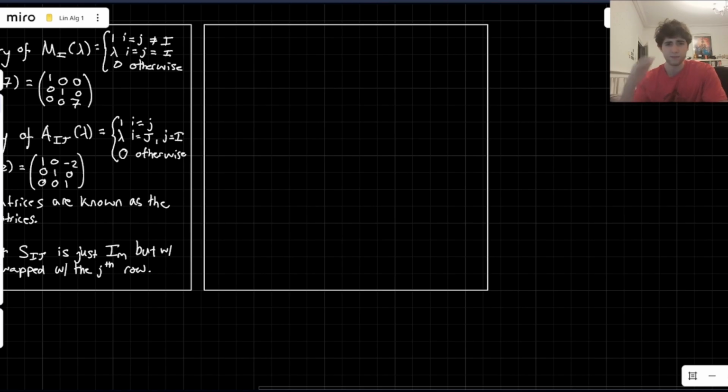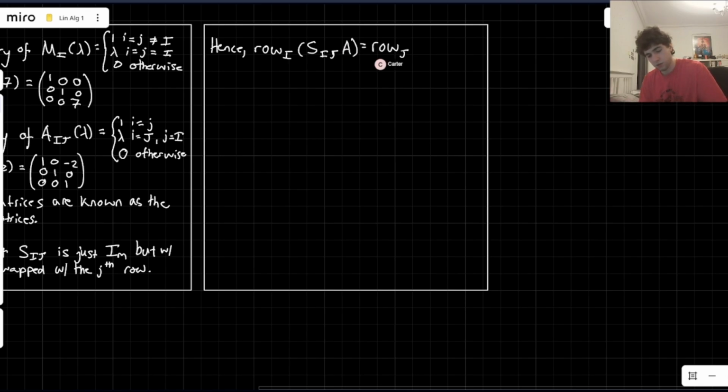Okay. So hence, obviously, since this is true, effectively the ith row of the matrix multiplication of S, the elementary operation matrix that represents the swapping of rows I and J, pre-multiplied onto matrix A. The ith row of that resultant matrix is actually just going to be the jth row of A.